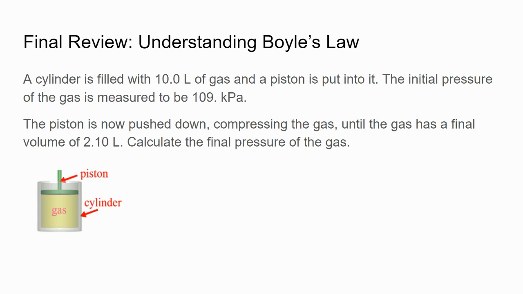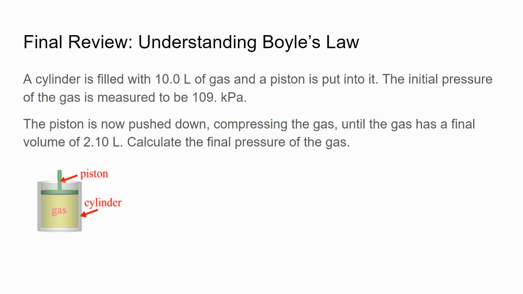kPa. Okay. And then we have the final volume. So volume 2 is 2.10 liters. So imagine we have a system, the volume gets smaller. So what's going to happen to the pressure? It's going to go up. Good. So we got to make sure that when we figure out our final pressure, that makes sense.